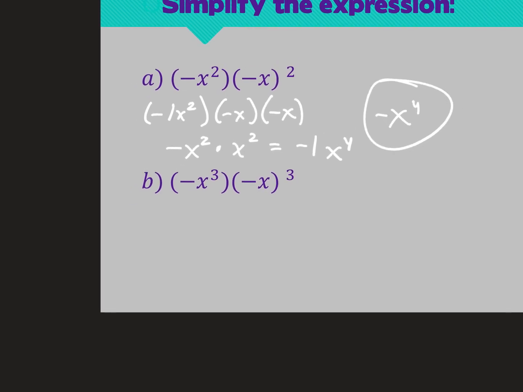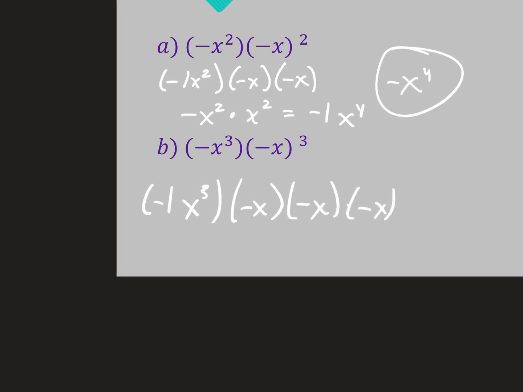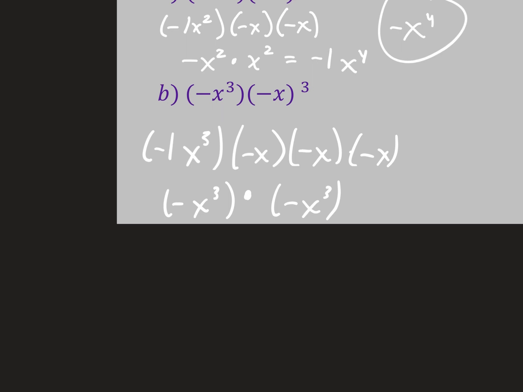Second example here, B says the same thing. This says -1 times x cubed, and then this says -x cubed times -x times -x. So this is just going to give me -x cubed times, well, what's -x times -x? Positive x squared, times the negative is going to give me -x cubed. So now I'm going to multiply. Negative times negative gives me a positive. I have the same base of x, so I'm going to add my two exponents. 3 plus 3 gives me 6.